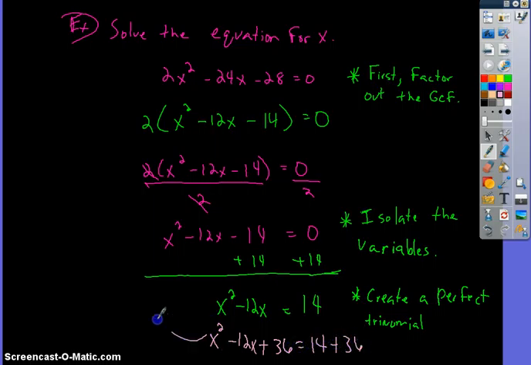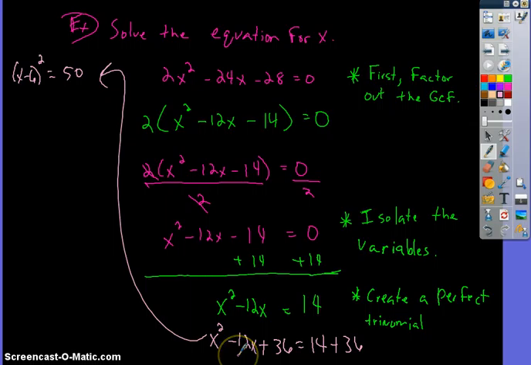All right, so we're running out of space. Let's move over here. What we now have is a perfect trinomial, which factors. You should recognize that factor to be x subtract 6 times x subtract 6. So the factors would be x subtract 6 squared equals 50. You have to look at previous notes to learn how to factor. 14 plus 36 should be 50.